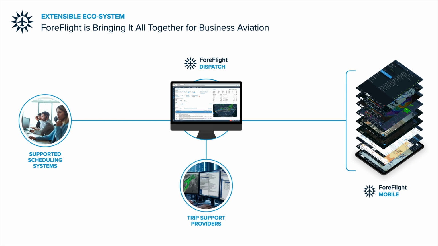We have dispatch in the middle with your scheduling system on the left, feeding in flight plans to dispatch, your trip support provider below there supporting your flight planners in whatever ways they need that, and then ForeFlight Mobile on the right so that those flight planners can then release the flights to the pilots in ForeFlight Mobile with all of the extensive capabilities that it provides to pilots.